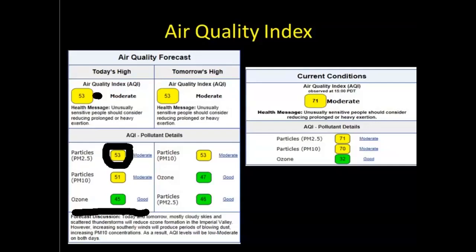So tomorrow's high looks like it's going to be the same, even though the ozone concentration stayed the same and the PM 2.5s went down. So it's always the worst number that becomes the AQI. And here's another example where PM 2.5 is 71, ozone looks fine, but you're still going to get a 71 there.